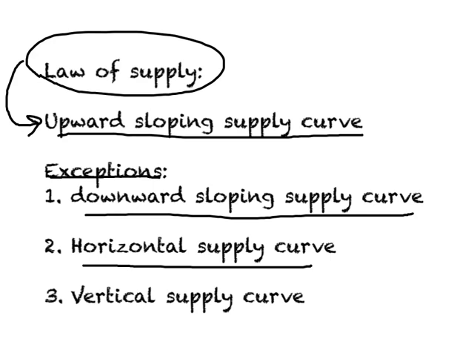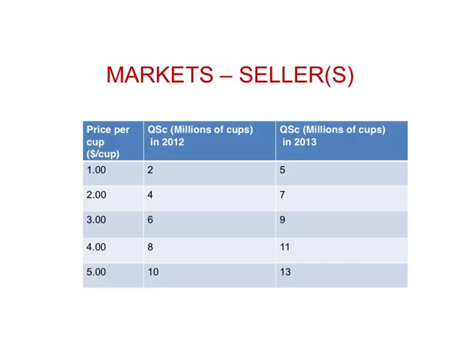Another exception to the law of supply is the vertical supply curve. Again, when you have a vertical supply curve, what does it imply from the seller's perspective? And can you find a real world example where this may be valid? So we know about the law of supply, and we also know about exceptions to the law of supply. Now look at another situation.